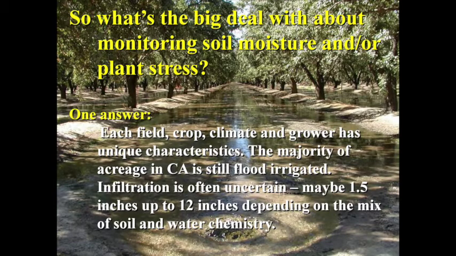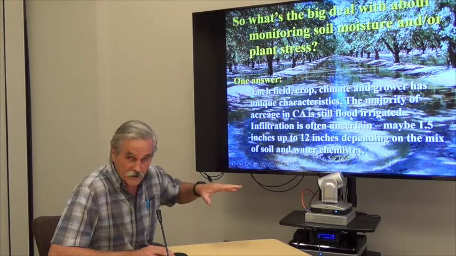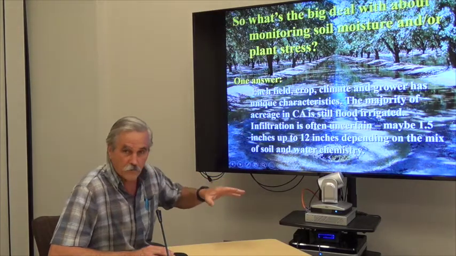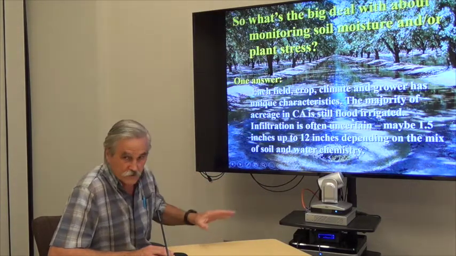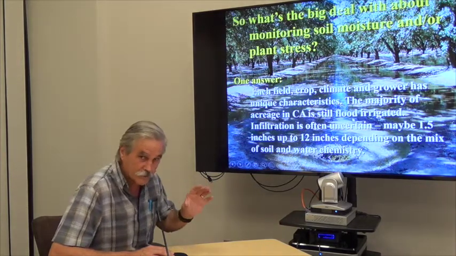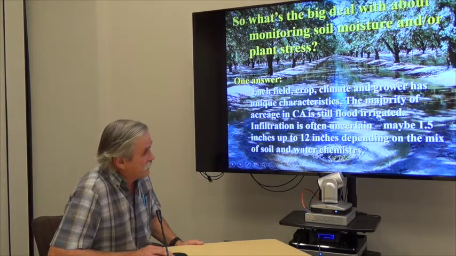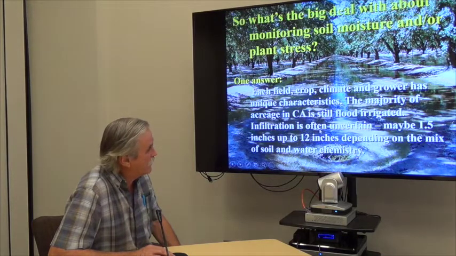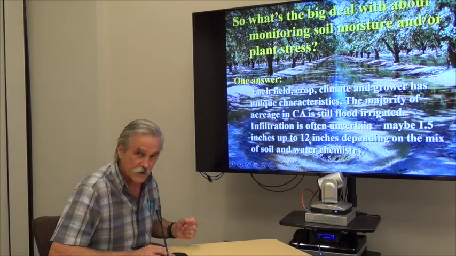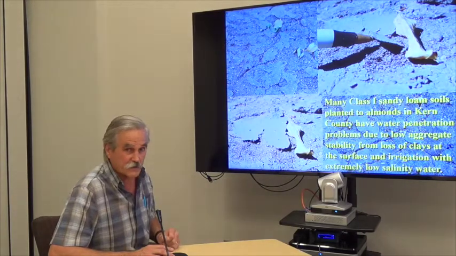So back to our flood field. We asked, what's the big deal about it? And one answer, each field, crop, climate, grower has unique characteristics. The majority acreage in California is still flood irrigated. Actually, we're just about half and half right now in permanent crops. Probably a little more micro in permanent crops, but with all the flood crops in California, row crops, we're still major flood irrigation. So infiltration can be anywhere from 1.5 up to 12 inches for a given soil and given irrigation.